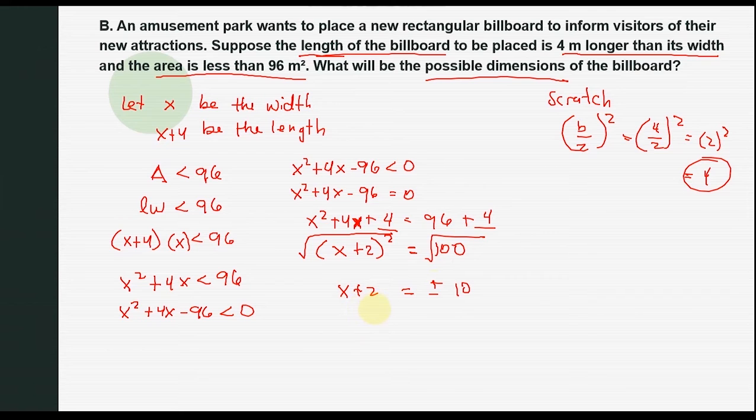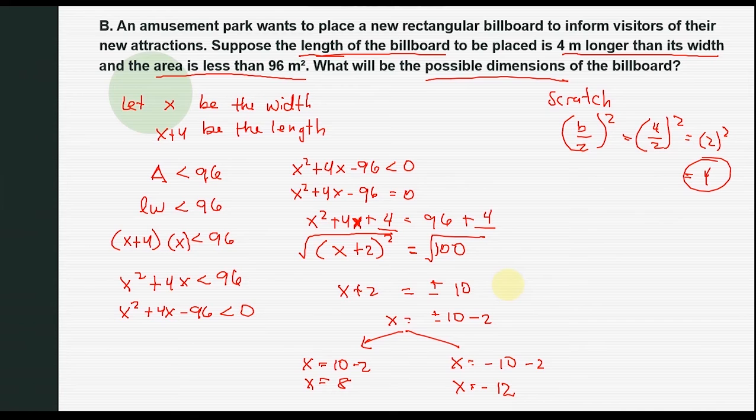Then, let's solve for x. So this is going to be x equals plus or minus 10 minus 2, of course. And then separate the two equations. We're going to have two equations here. The first equation is for the positive 10, so x equals 10 minus 2. Then the other one is x equals negative 10 minus 2. So x becomes x equals 8, and then the other is x equals negative 12.